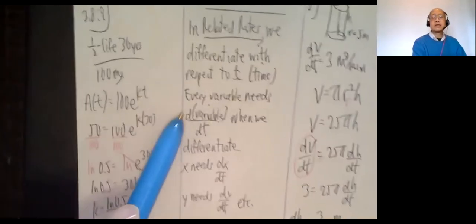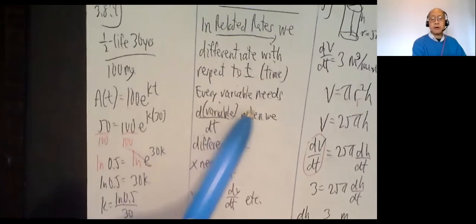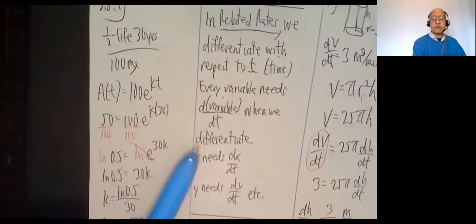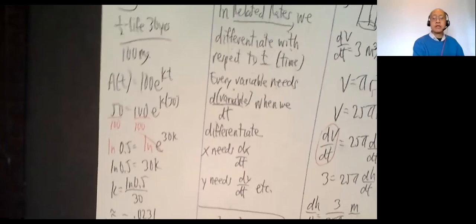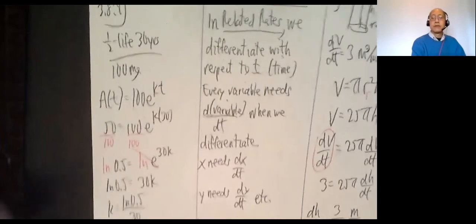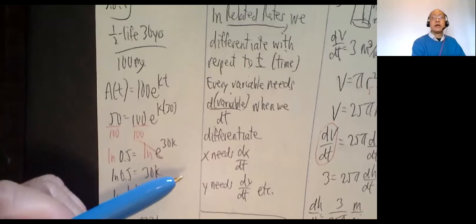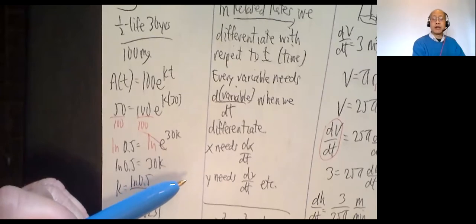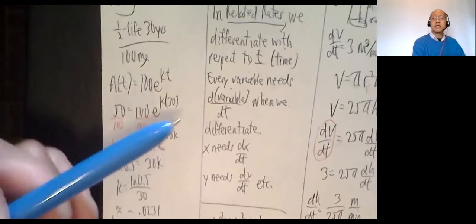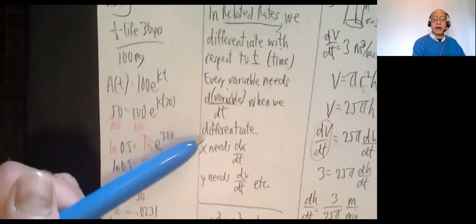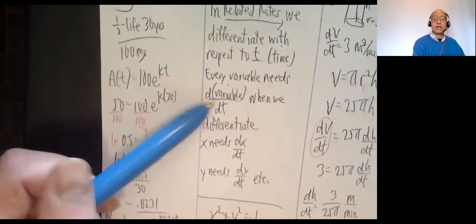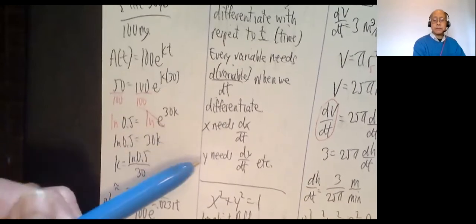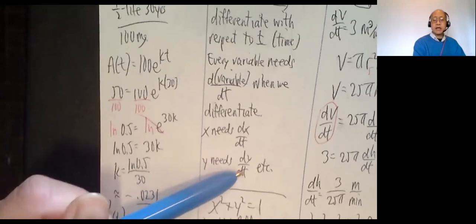That means when you differentiate here, every variable, by the chain rule, needs a d variable dt. Now, remember when we were doing implicit differentiation? If I had an x, we just took the normal derivative, but when we had a y, you had to multiply by dy dx. This time, however, every letter, x and y, and whatever other letters there may be, needs a d variable dt. So x needs dx dt, y needs dy dt, and so on.